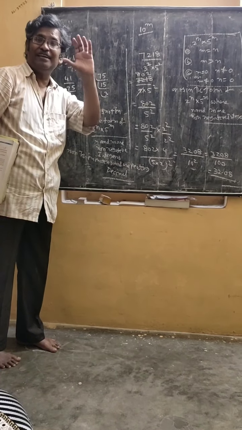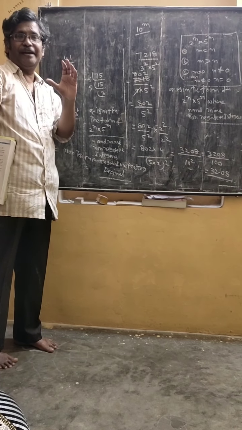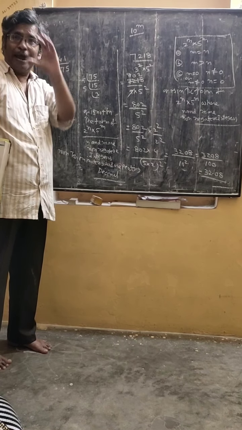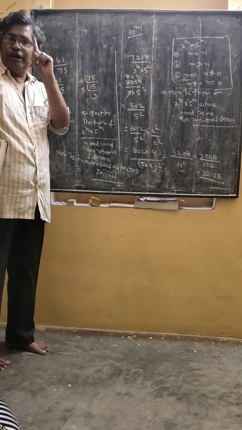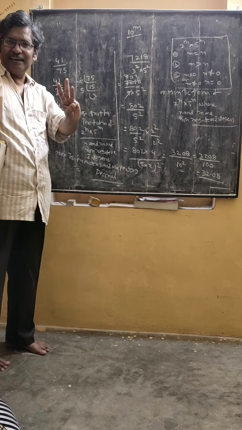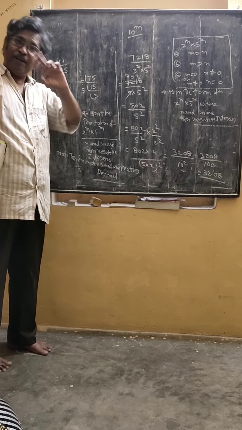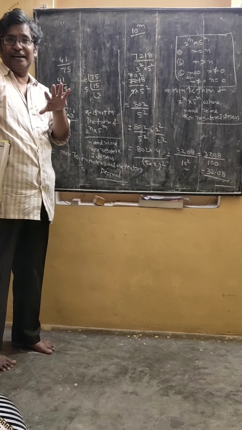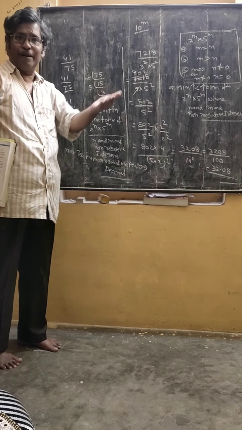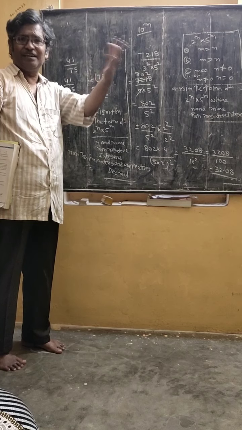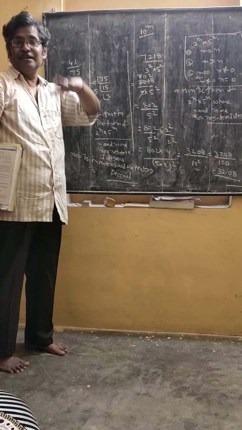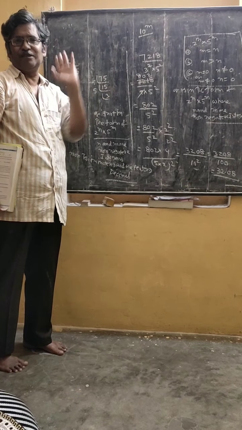So people, please understand: while doing the prime factorization of the denominator, observe the primes in the denominator. If only 2 is there, it is a terminating decimal. If only 5 is there, it is a terminating decimal. If 2 and 5 are there, it is a terminating decimal. In addition to 2 and 5, if there is some other prime number like 3 or 7, they are not terminating decimals. They are non-terminating decimals only.